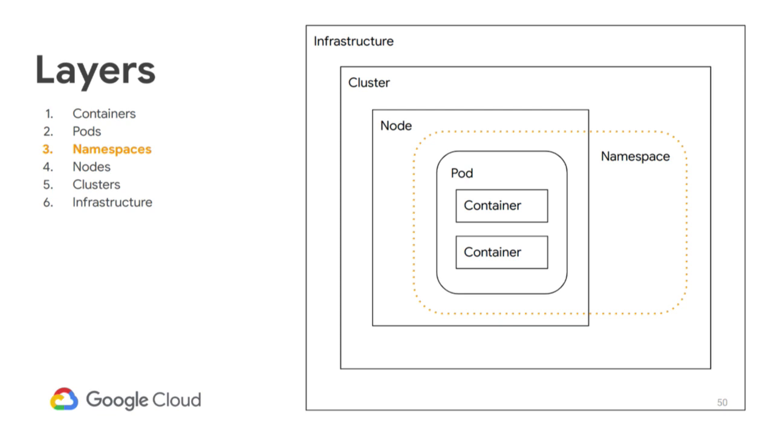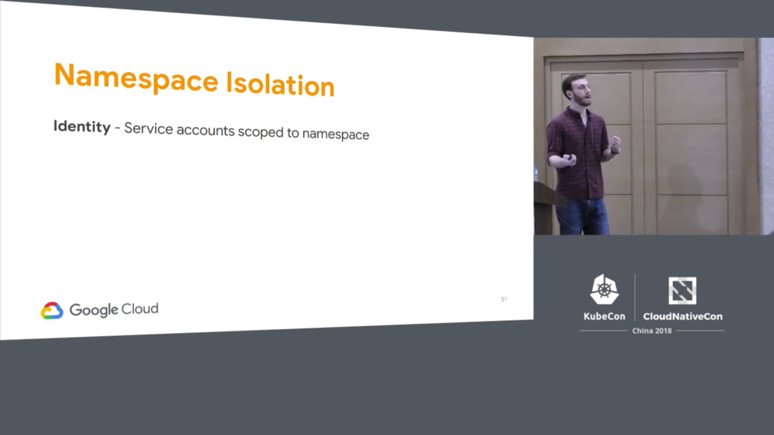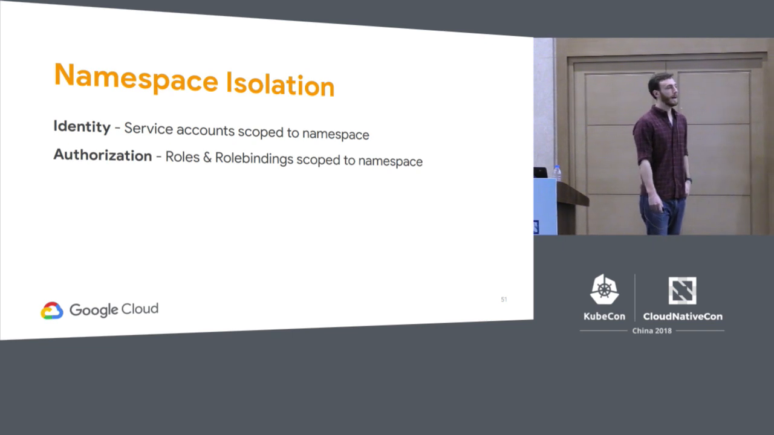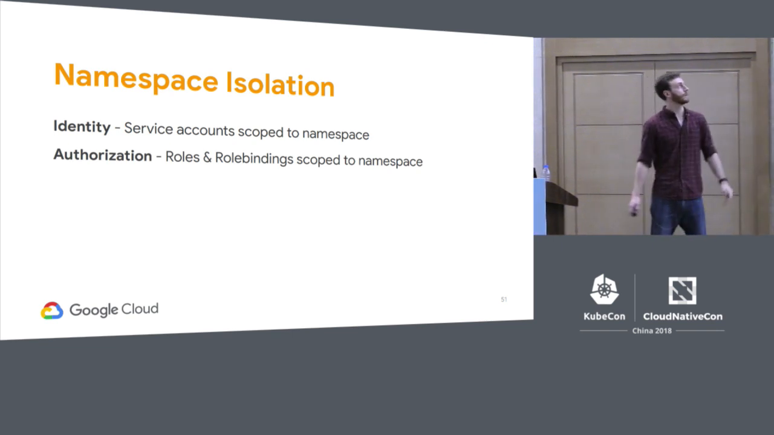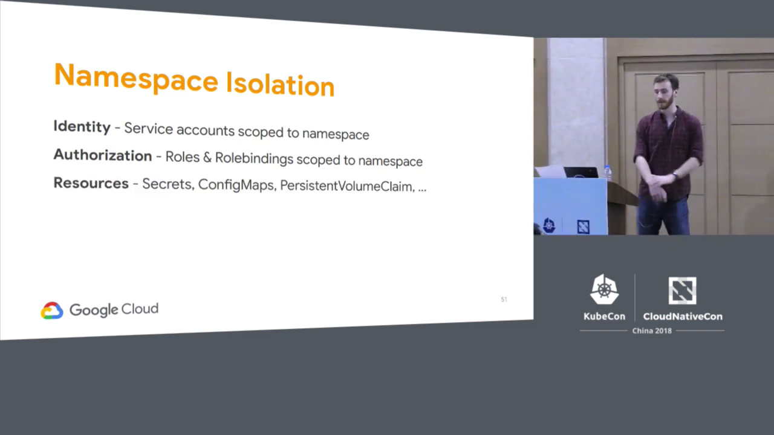This is different from the Linux namespaces we talked about at the container level. So with namespaces, I get stronger identity isolation. We already mentioned that we can have different identities at the pod level, but by default, all pods in a namespace run with the same service account. With different namespaces, it's actually not possible to run those pods with the same service account. And along with that, I have stronger authorization controls. And we'll look at an example of that in a second.